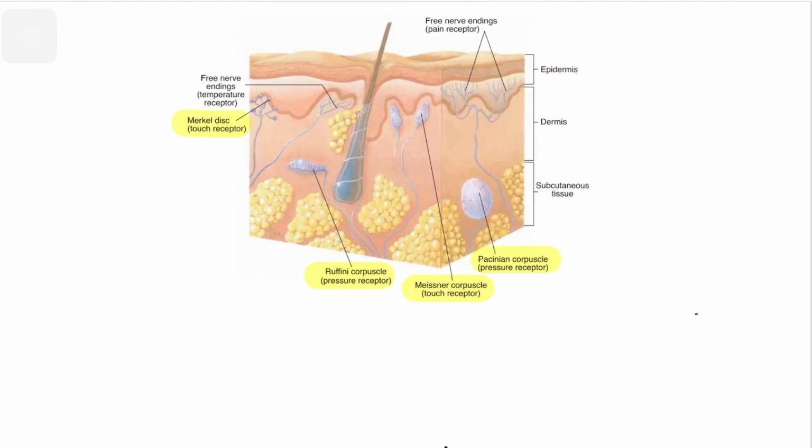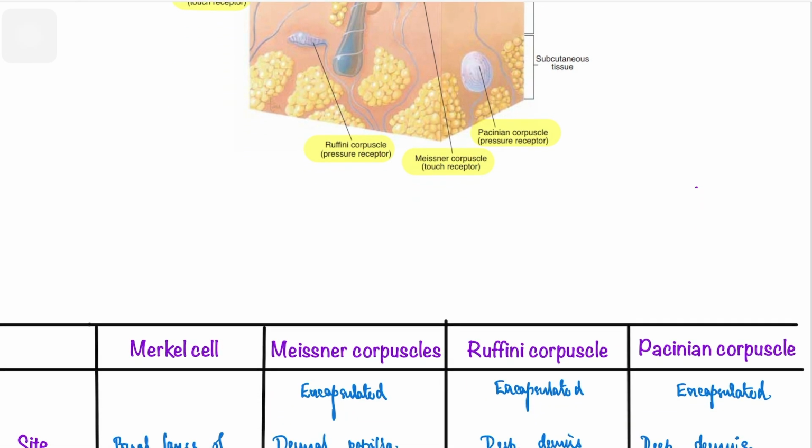The site of these cutaneous receptors is important. Merkel cells are seen in the basal layer of the epidermis. Meissner's corpuscles are seen in the dermal papilla. Ruffini corpuscles and Pacinian corpuscles are seen in the deep dermis. So these two receptors, Ruffini corpuscle and Pacinian corpuscle, are situated in the deep dermis.